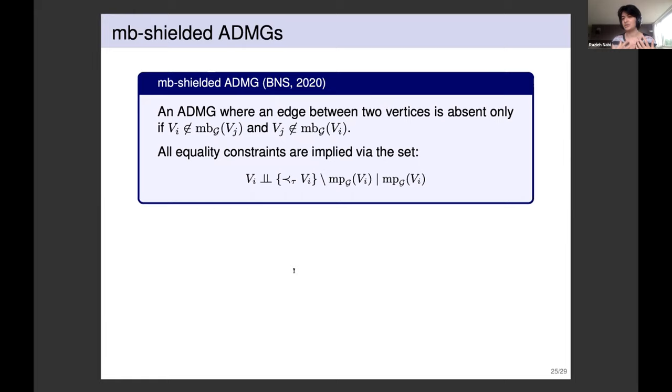We call this class of ADMGs MB-shielded ADMGs, which says that an ADMG is going to be MB-shielded if, for two vertices that are not adjacent, neither of them is in the other's Markov blanket. And the set of assumptions that an MB-shielded ADMG encodes are of this familiar form: given the Markov pillow of a variable, the variable is going to be independent of the variables that precede it in the topological order, excluding the Markov pillow set itself.